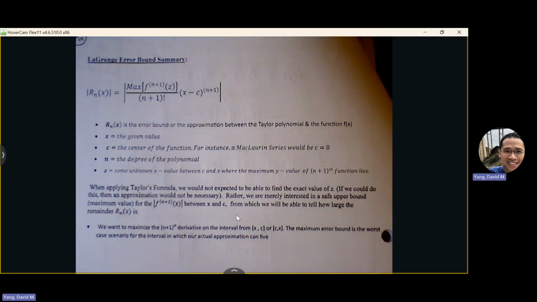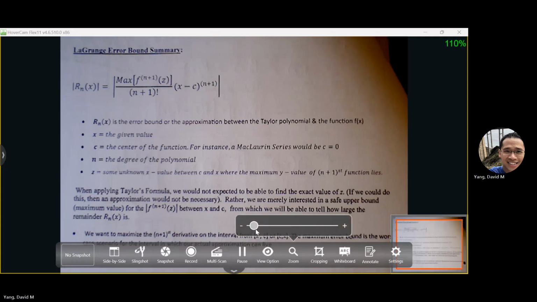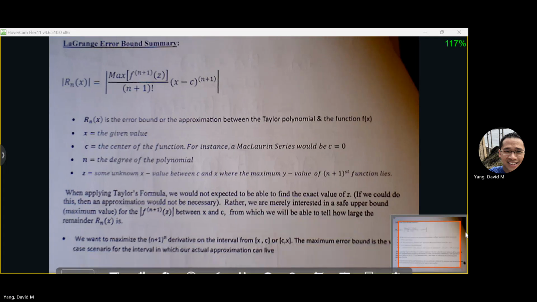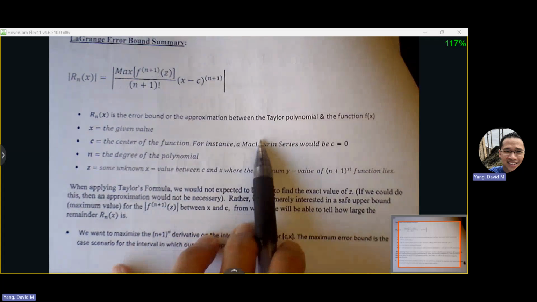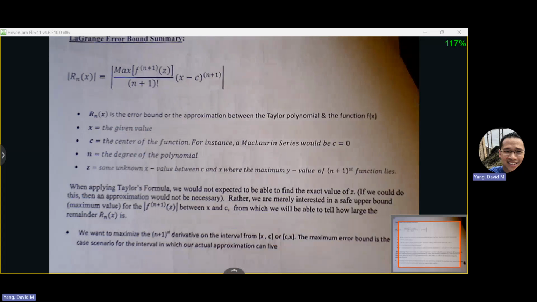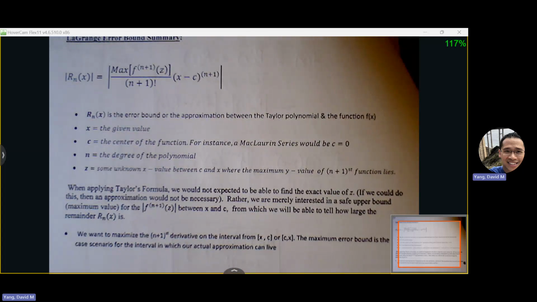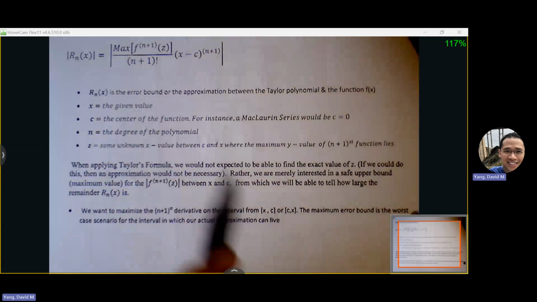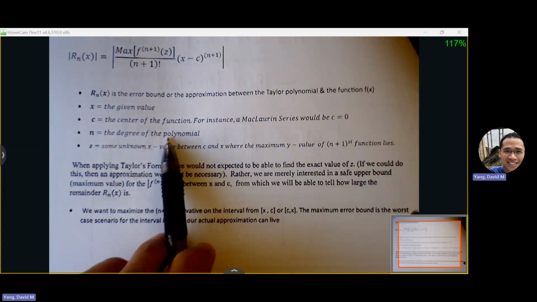x is the given value, and the problem will have to tell you what the x is. c is the center of the function. If it's a Maclaurin series, then you know your center is going to be at 0. If it's a Taylor series, it'll be like x minus 2 or x minus 5 or x minus 7. And those values would be the center of your function. So you should be able to tell by the way the function is set up where the center is. n is the degree of the polynomial.